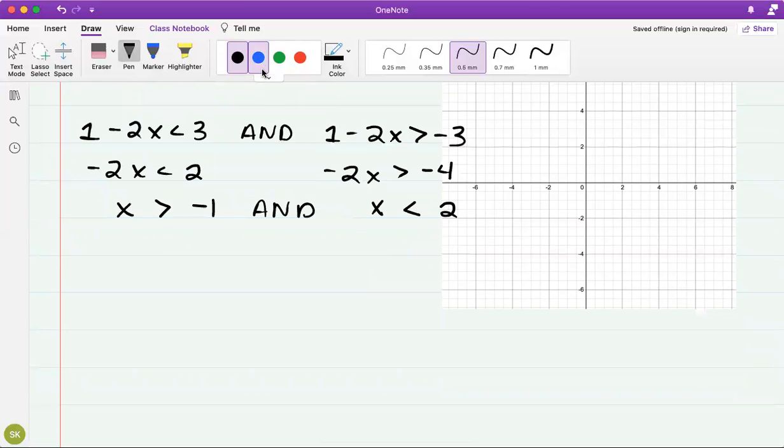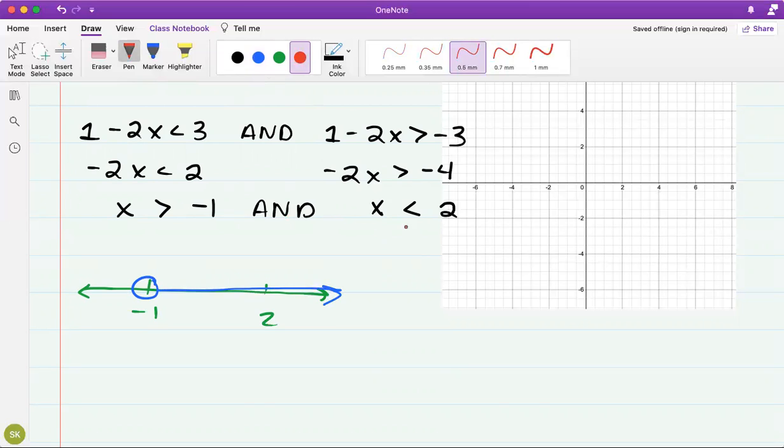Now let's graph this. So we have a -1 and we have a +2. One point, we have to be greater than -1. And at the same time, we have to be less than 2. So we just see where these two intersect, which is right here. So the solution to this is from -1 to 2 in interval notation.